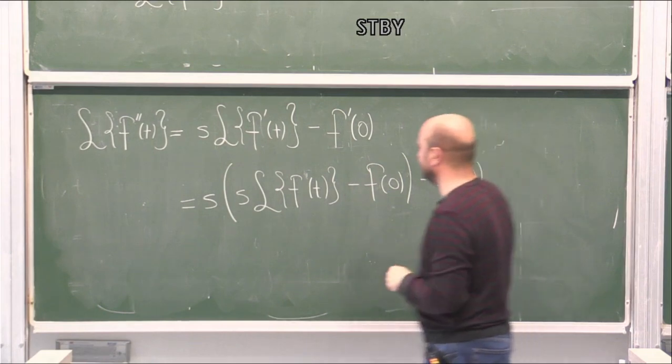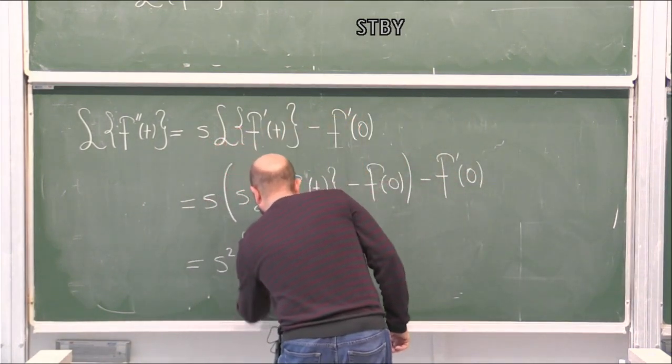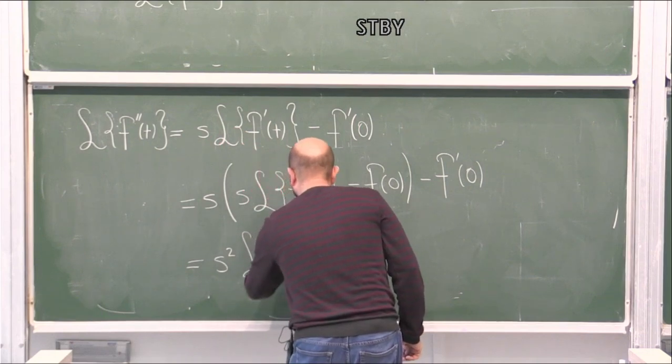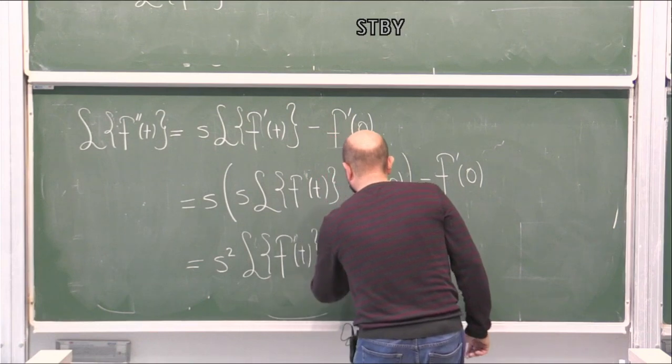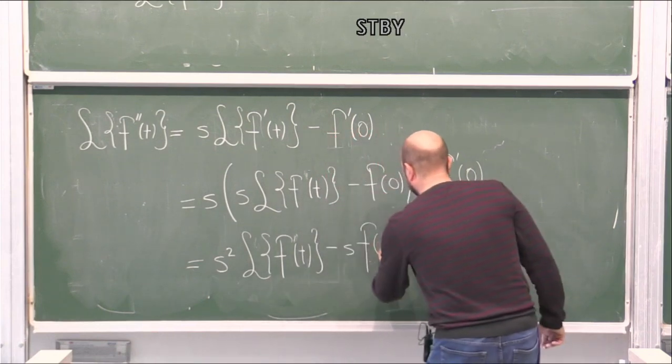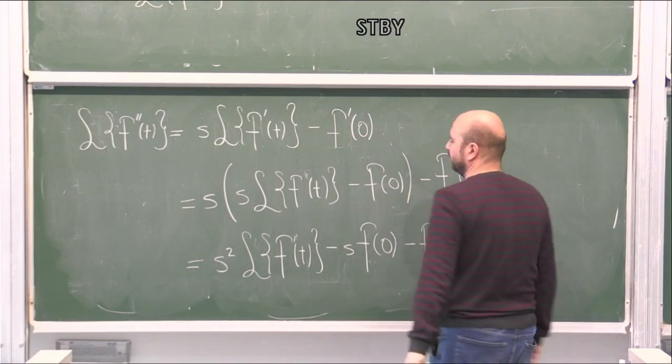And so if you expand everything, then what do we get? We get s squared Laplace of f of t minus s times f of 0 minus f prime 0.